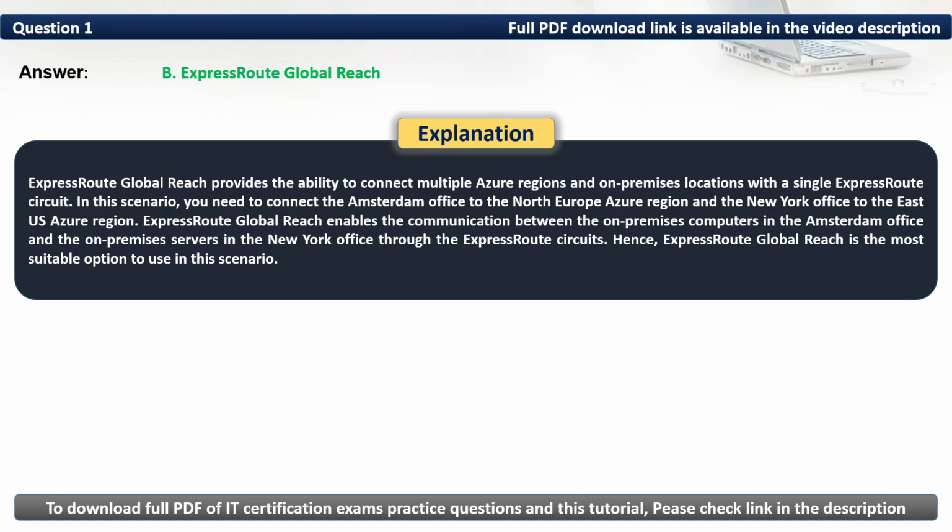Express Route Global Reach provides the ability to connect multiple Azure regions and on-premises locations with a single Express Route circuit. In this scenario, you need to connect the Amsterdam office to the North Europe Azure region and the New York office to the East US Azure region. Express Route Global Reach enables the communication between the on-premises computers in the Amsterdam office and the on-premises servers in the New York office through the Express Route circuits. Hence, Express Route Global Reach is the most suitable option to use in this scenario.